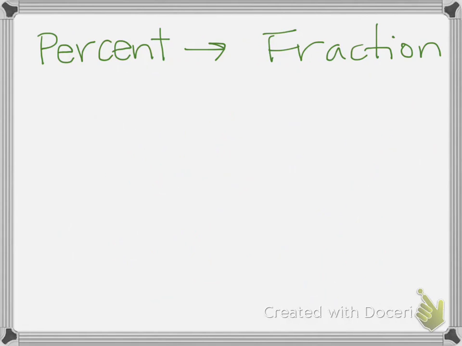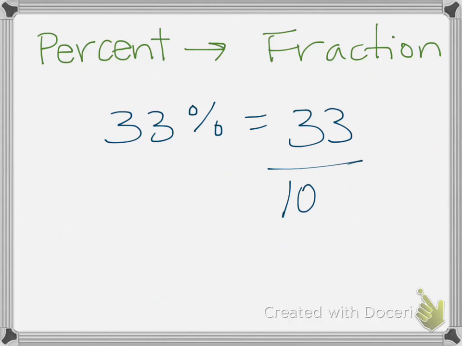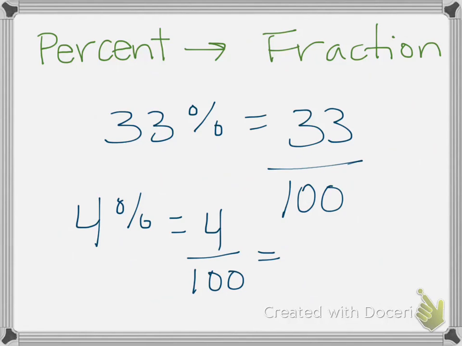And then the last one we have is a percent to a fraction. If I have 33%, percent means out of 100, so you just write it over 100 and simplify it if you need to. I don't have to simplify that one. 4% would be 4 out of 100, which is the same as 1/25.